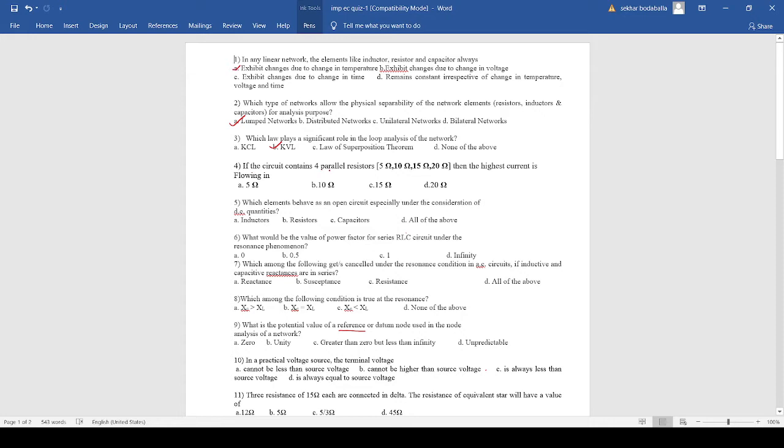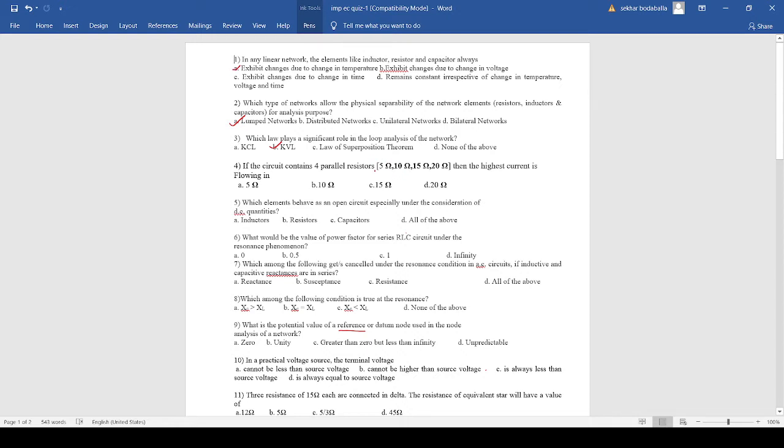If the circuit contains 4 parallel resistors having 5 ohms, 10 ohms, 15 ohms and 20 ohms, then the highest current is flowing in. So when elements are connected in parallel, current division takes place. So if the resistance is more, less current will flow through that element. If the resistance is less, more current will flow through that element.